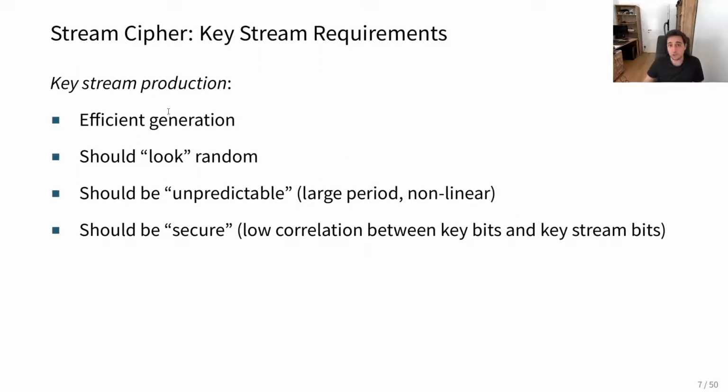Of course, the key stream also needs to look random, at least, and be unpredictable. So it needs to have a large period and be nonlinear also. We'll talk specifically about the period later. It should also be secure, in the sense that there's very low correlation between the generated key stream and the key used to generate it. Again, the key stream is not chosen by the user, only the key is chosen. The key stream is generated deterministically by the key.